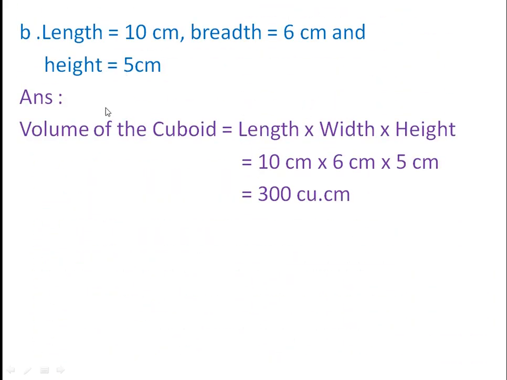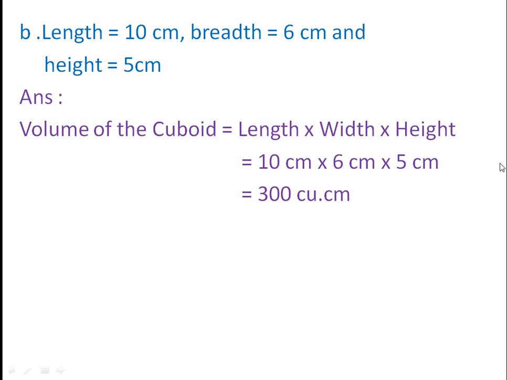And next, like this, B: length is equal to 10 centimeters, breadth equal to 6 centimeters and height is equal to 5 centimeters. Now write down the formula for the volume of the cuboid and write down the length value 10 centimeters, width value 6 centimeters and height value 5 centimeters, and multiply these values. 10 6s are 60, 60 5s are 300 cubic centimeters is the answer for this volume of the cuboid.